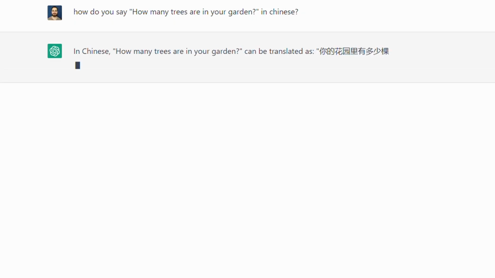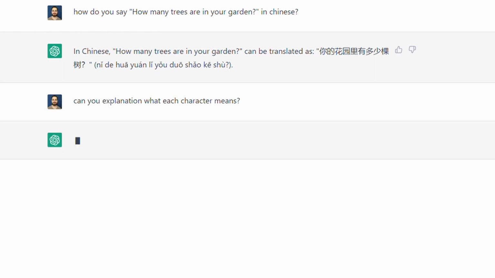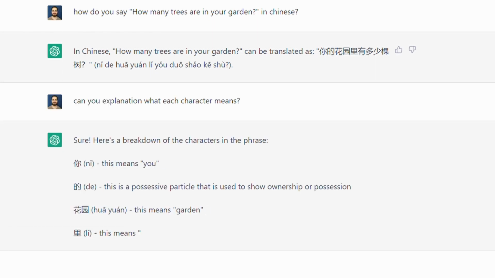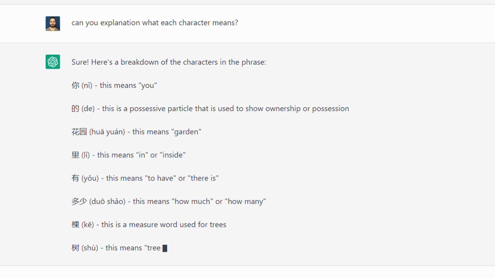We can also ask ChatGPT how to say a full sentence in our target language. Look at this example where I asked how to say, how many trees are in your garden in Chinese? It'll give us the sentence in Chinese, the English translation, and also breaks down what each character means individually.